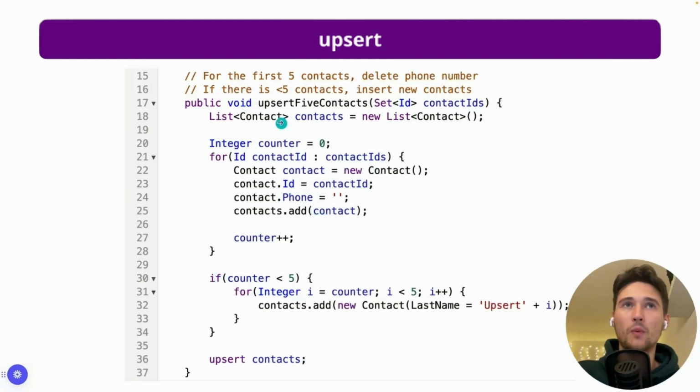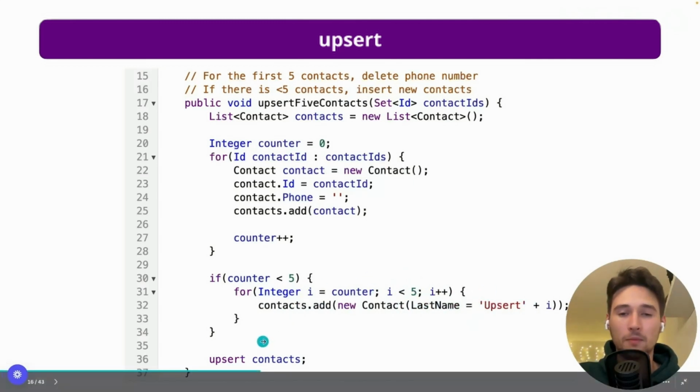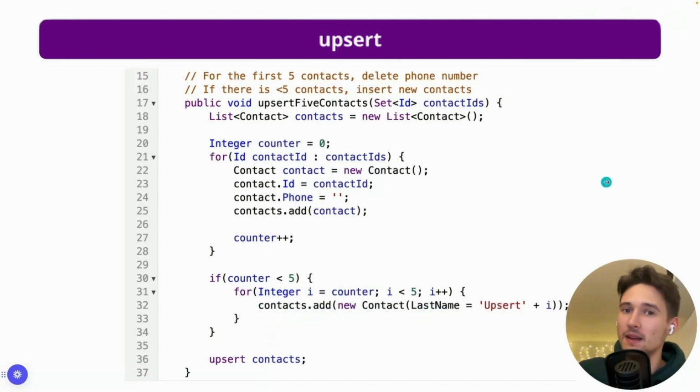And then if we still don't have 5 contacts, so if we have here only 2 contacts, for example, we want to insert new contacts. And for that, we have here a loop that starts at the counter. So we counted to 2, for example. So we're going to start with 2, and then we go to 5, and we will execute it until we have 5 contacts. And this contact is going to have some just weird last name. And then the beauty of the upsert statement is that we basically throw those contacts into the same pot, into the same list as the contacts that we want to update.